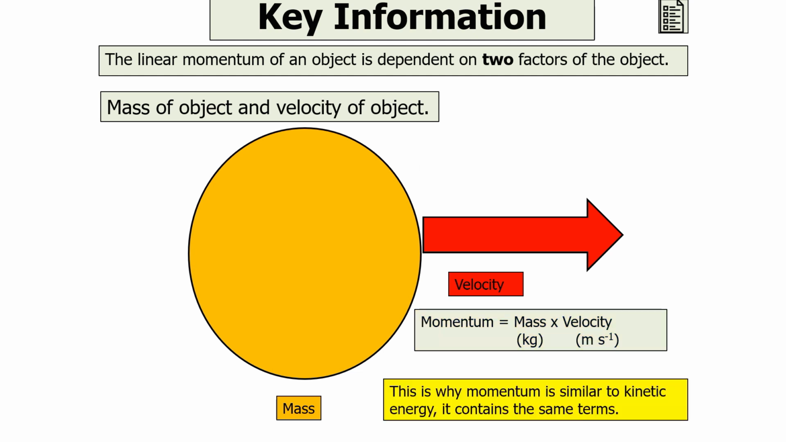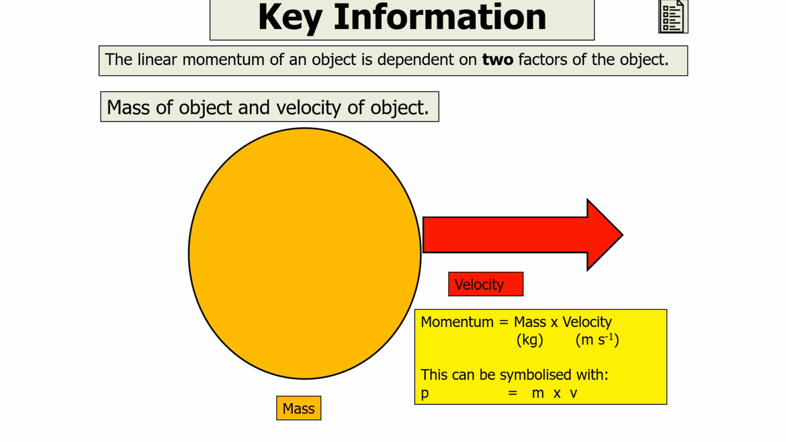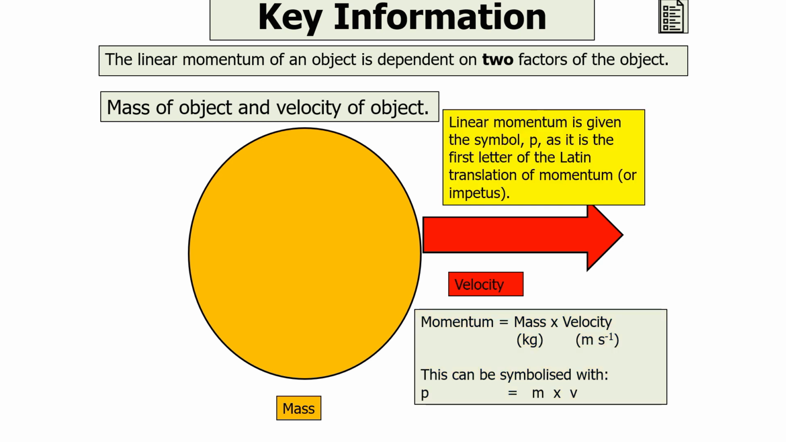Momentum is similar to kinetic energy as it contains the same terms. Momentum is mass times velocity, and kinetic energy is a half mv squared. We can symbolize this equation with the symbols p = mv. Linear momentum is given the symbol p as it is the first letter of the Latin translation of momentum.